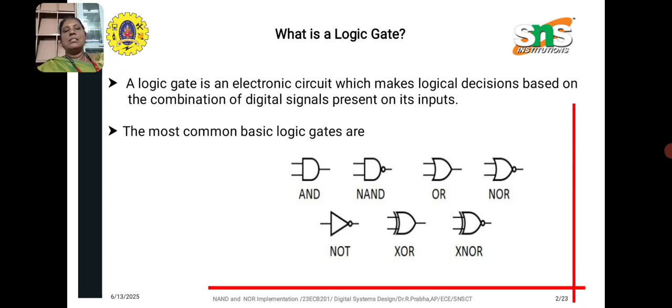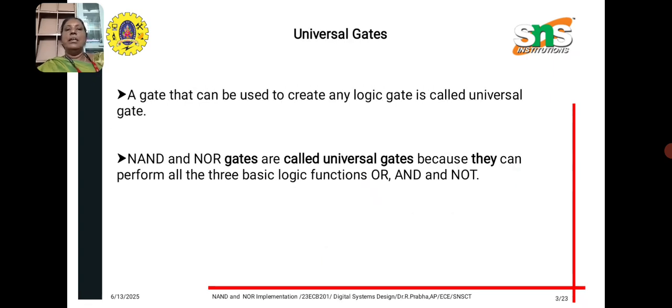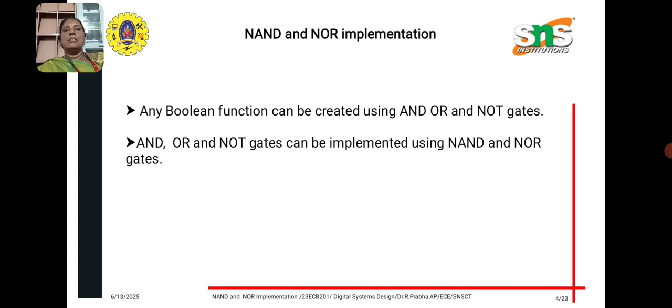In all these gates, the two gates NAND and NOR are called universal gates. A gate that can be used to create any logic gate is called a universal gate. As I said already, NAND and NOR gates are called universal gates because they can perform all the three basic logical functions OR, AND, NOT using these gates. Now we are going to see how to implement the basic logical functions and also any type of function using NAND and NOR gates.